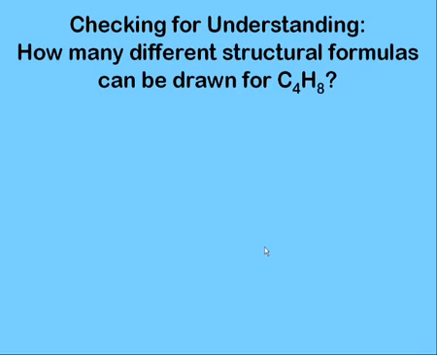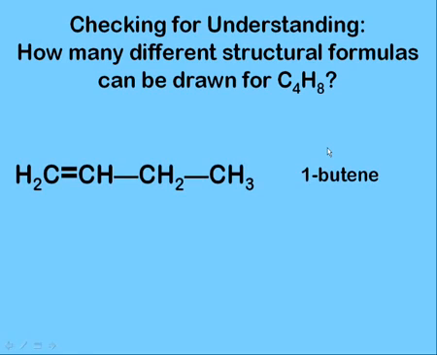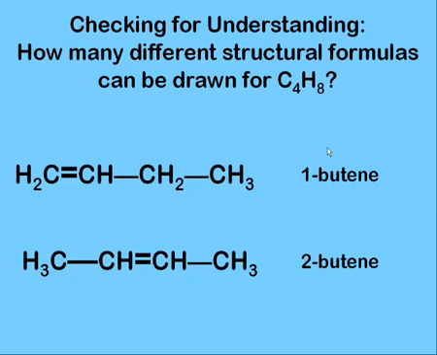Now to check for understanding. Let's start with a structural formula for C4H8. This is the molecular formula, C4H8. Well, if we begin with double bonds, we already know that you could have the double bond on the end, so 1-butene and 2-butene are two examples. And we know there's no such thing as 3-butene.